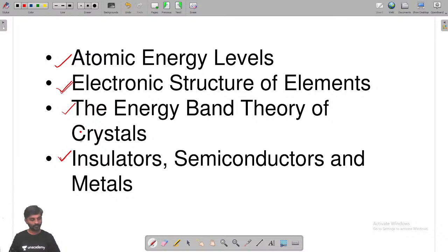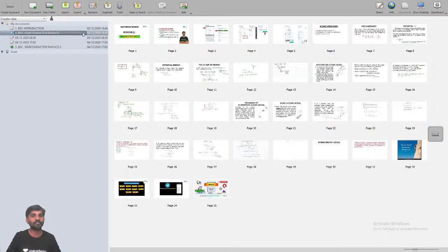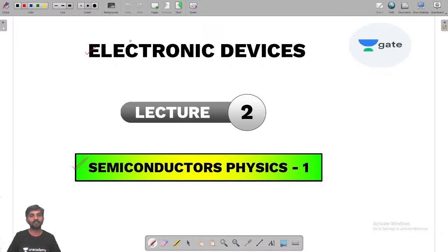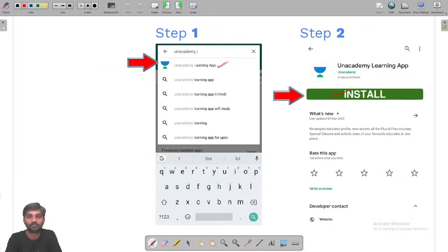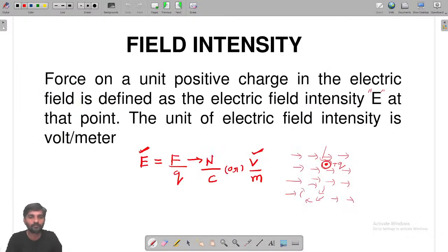Clear? So before going to the topic directly, we will see what we discussed in the previous class. Just a summary; we'll spend 2 or 3 minutes. In the last class, the semiconductor physics first class, we discussed the Rutherford atomic model, the weakness of the Rutherford atomic model, and then the Bohr atomic model. Quickly we will go through it.